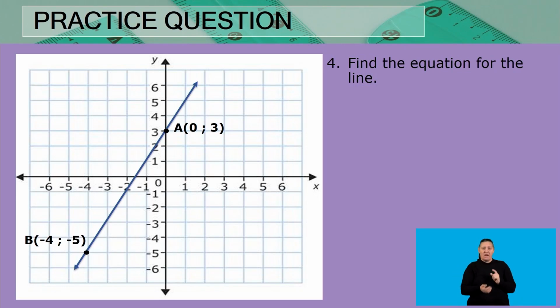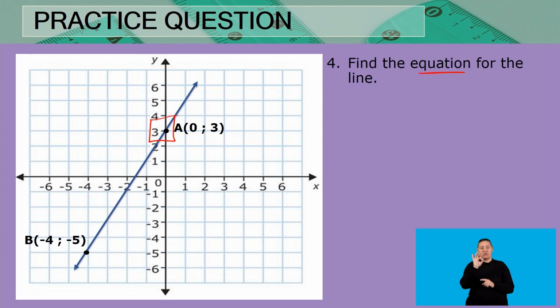Let's look at the next question, where we are going to be finding the equation of a linear graph. It says there, find the equation for the line. We can see that we have been given a linear graph that has 2 points, point A and point B on it. Now, remember, for us to find an equation, we need the gradient and the intercept, specifically the y-intercept. And we can already see what the y-intercept is there. It is a positive 3.